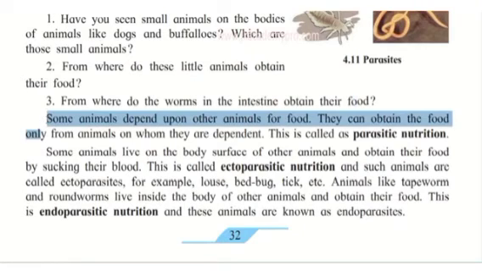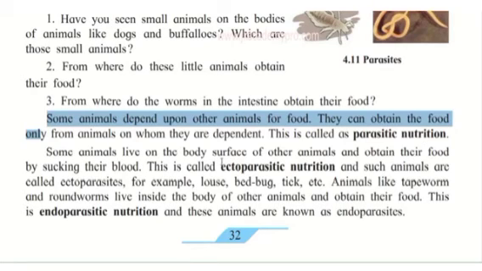Small animals depend on other animals for food. They can obtain the food only from animals on whom they are dependent. Sometimes the mosquitoes and bed bugs bite us, so that is how they suck our blood. From the blood they take the nutrients. So this is called the parasitic nutrition.